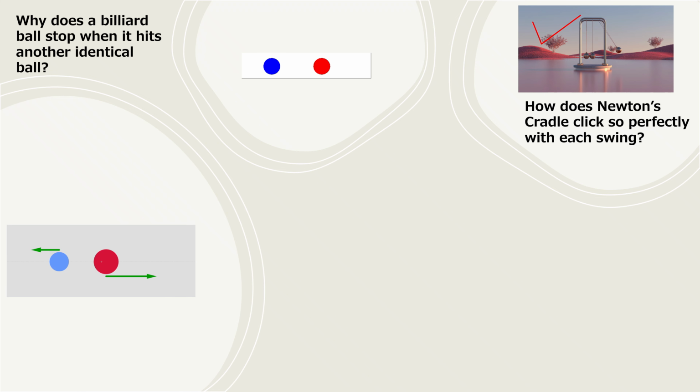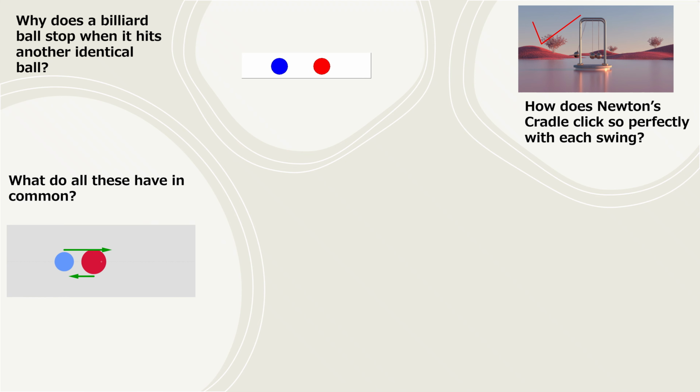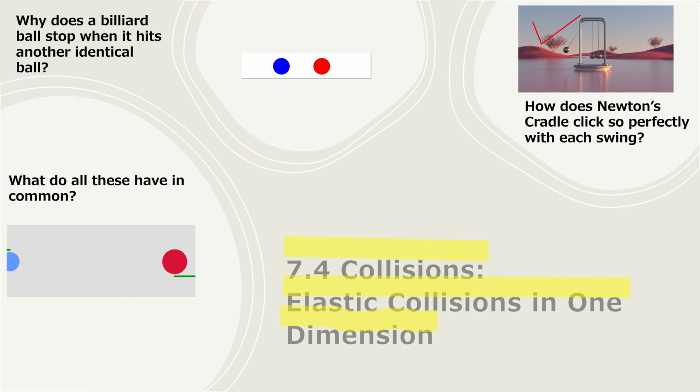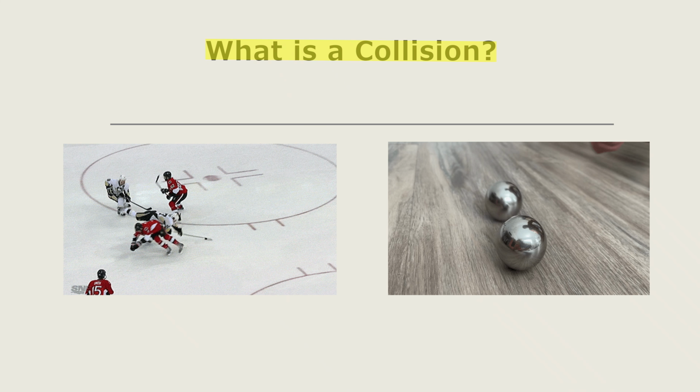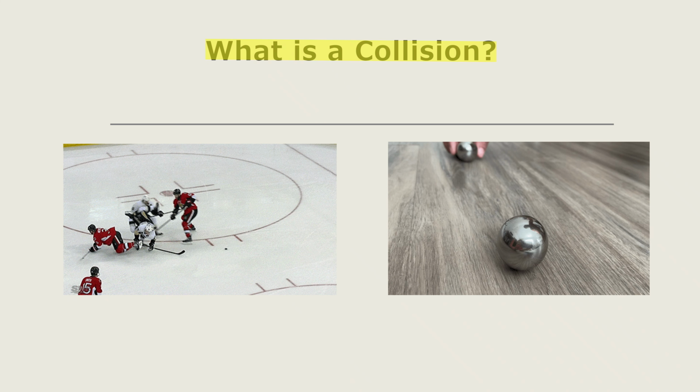The answer lies in collisions. In physics, collisions are not just simple bumps between objects. They reveal the hidden rules of motion, momentum, and energy. And when we understand these rules, everyday events suddenly make perfect sense. So, what exactly is a collision?